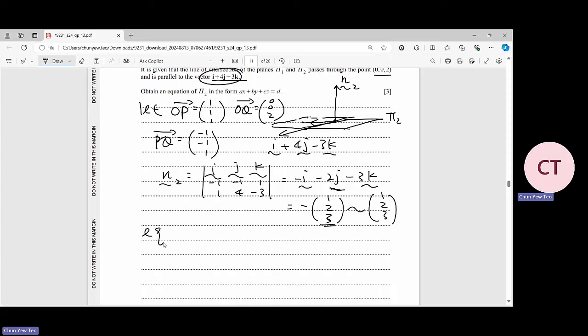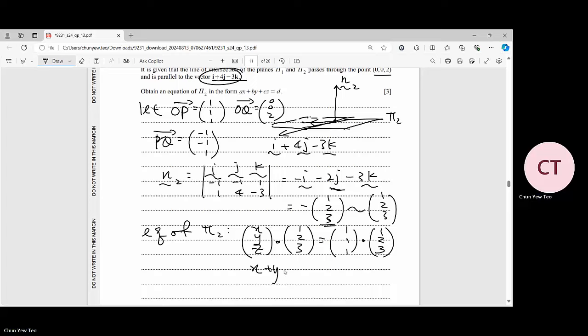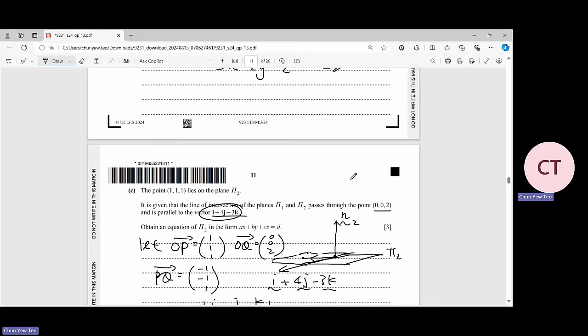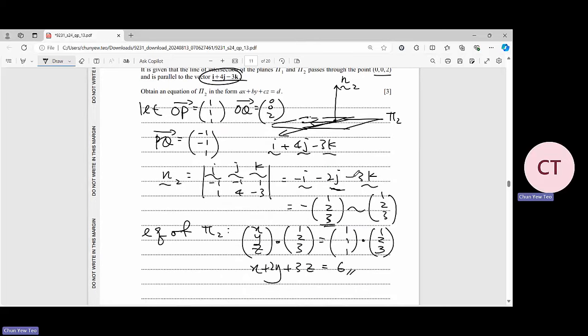So therefore, your equation of plane pi 2 will be like this. This one is a normal. This one is xyz. This one is a point. The point can be 1, 1, 1, so we just choose 1, 1, 1. x plus 2y plus 3z, this one will be 6. So this will be the answer for question 5C. That's all. So now we move on.